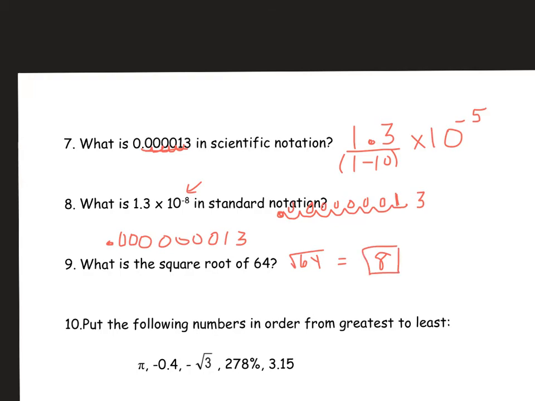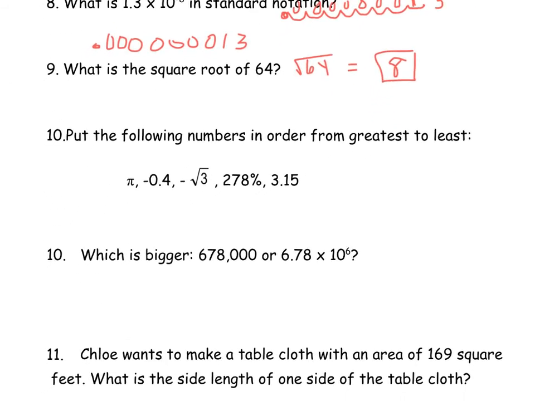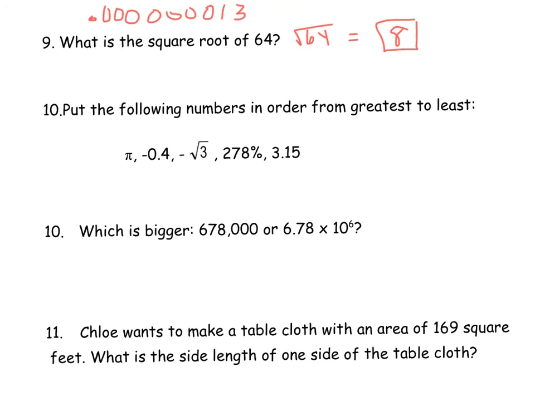Okay, next, let's go ahead and go to problem 10. Don't forget, convert everything to decimal form, and keep in mind they want this from the greatest to the least. So I want the largest value to the smallest value back in its original form.